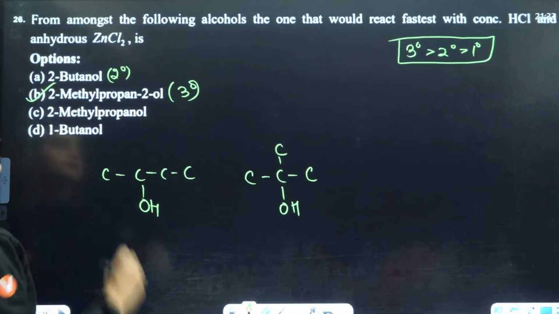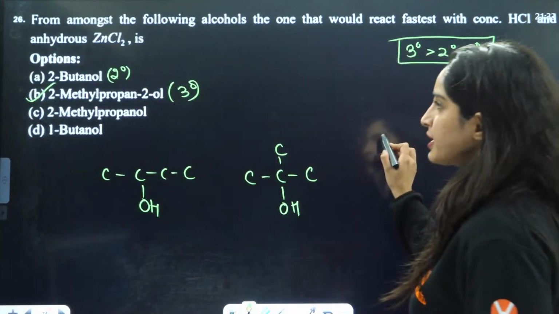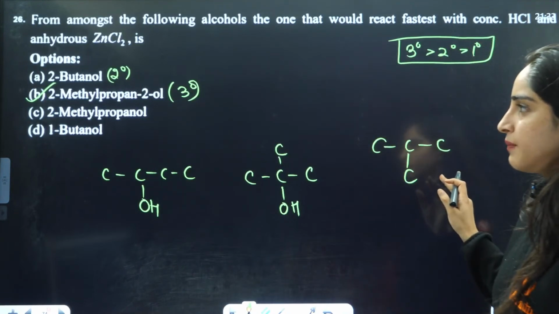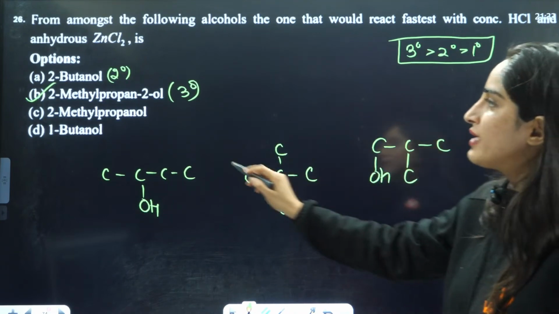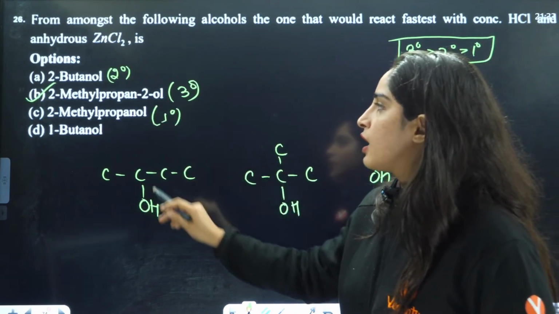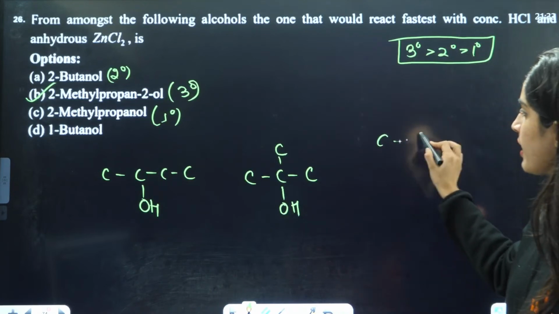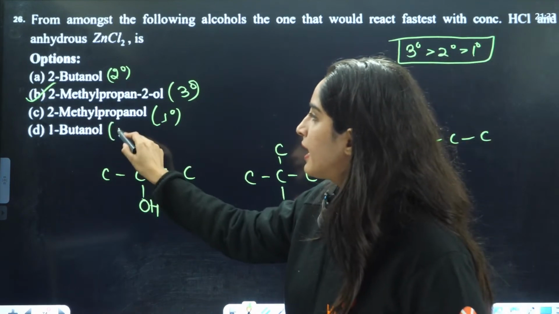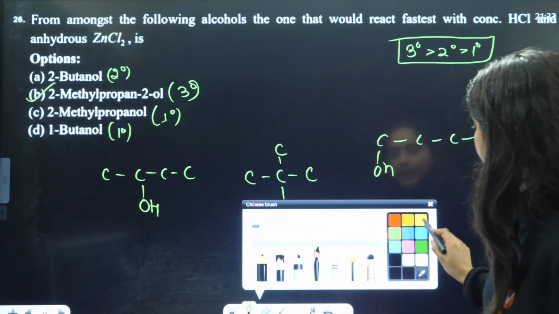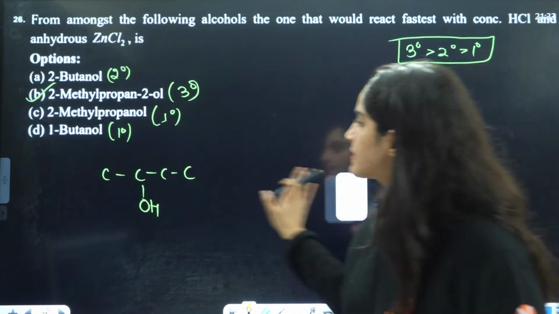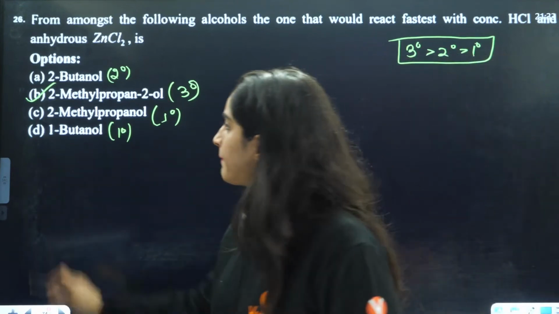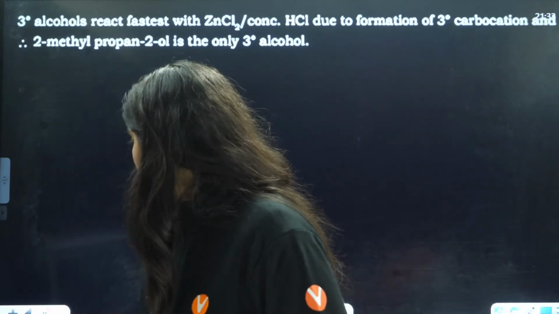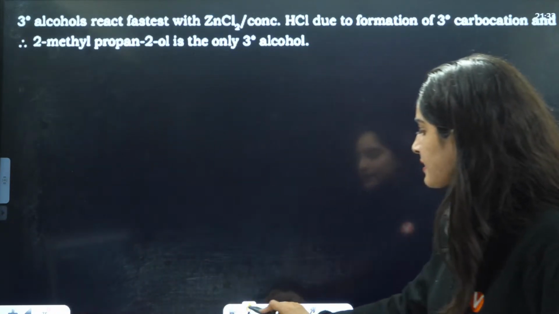So this is the correct answer. The rest of it is 1, 2, 3, and on the second position you have methyl, and on the first position you have ol. So it is a 1-degree alcohol. What about the last one? Last one is 1, 2, 3, 4. On the first you have OH. So again it is a 1-degree alcohol. Got it? Is that clear? So B is the correct answer.